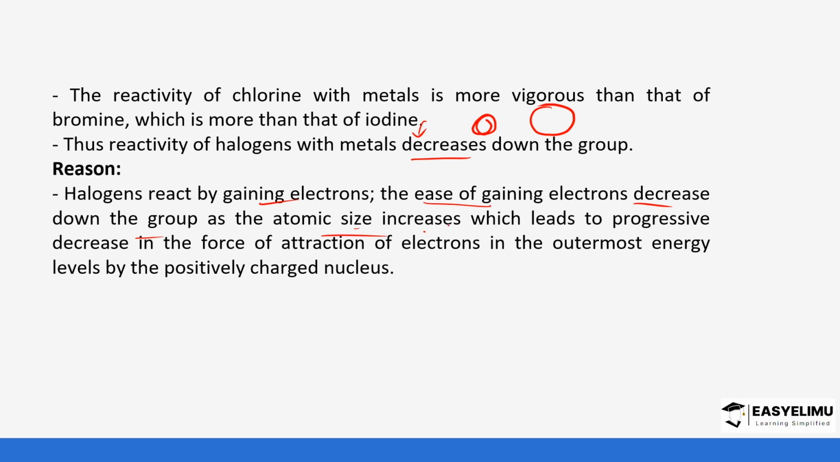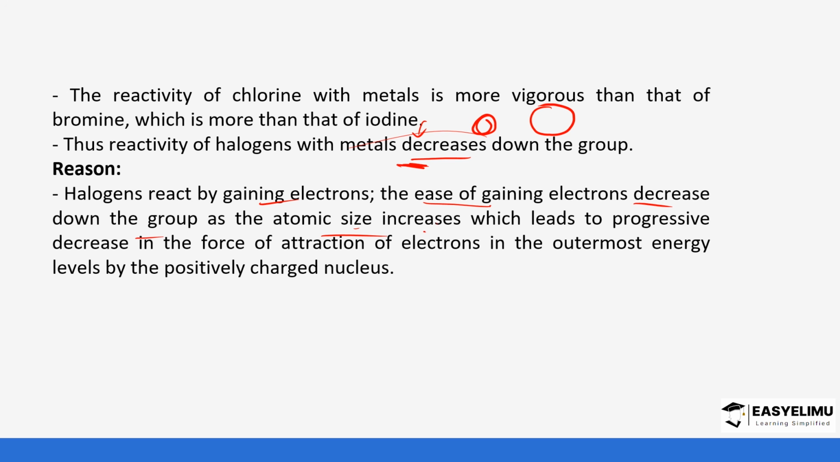We know that the distance between the outermost electrons and the positive nucleus becomes larger and larger as you go down the group. So it becomes harder to attract electrons as you go down the group. That is the reason why the reactivity of halogens decreases down the group. And you noted that this is different from alkali and alkaline earth metals, where the reactivity increases with the increase in the size of the atom.